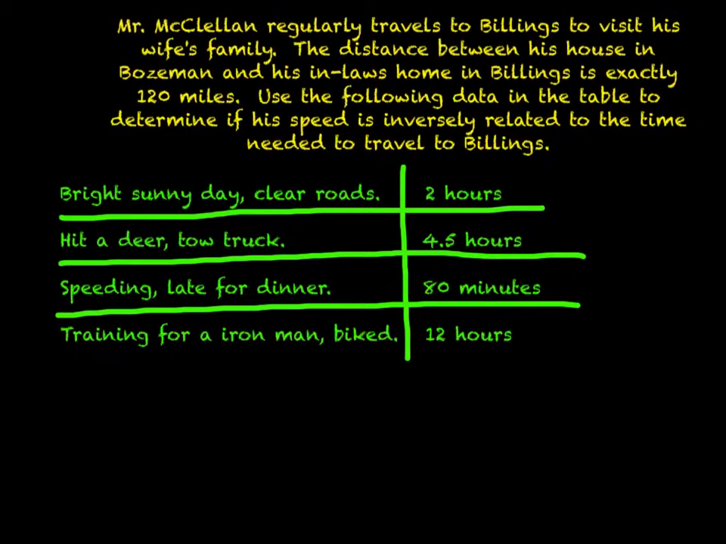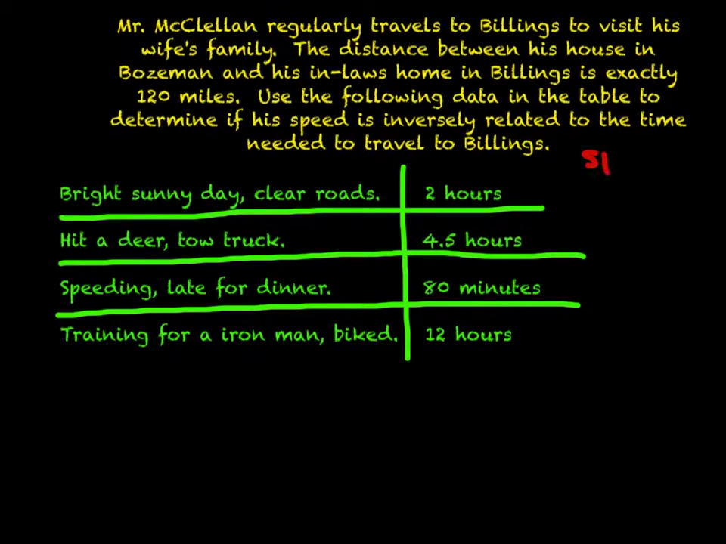One day, bright and sunny, clear roads, it takes him 2 hours. Another day, he hit a deer and he had to call for a tow truck, so it took 4.5 hours. Another time he was speeding because he was late for dinner with his family, and that took 80 minutes. So it looks like we're going to have to look at our units for that one. And then last, he was training for an Ironman, so he biked there. Crazy man. All right, so let's figure out the speed for these various scenarios.